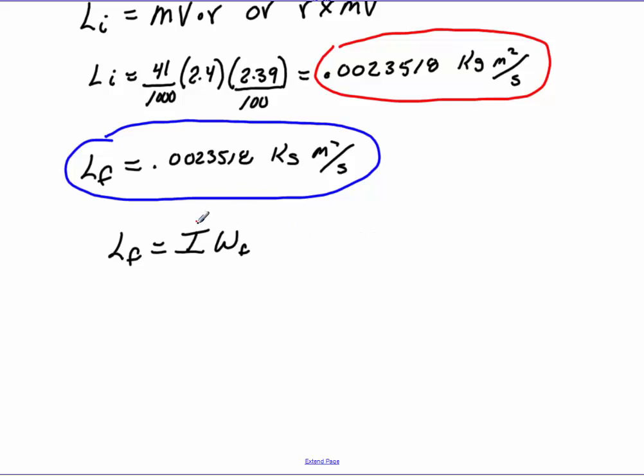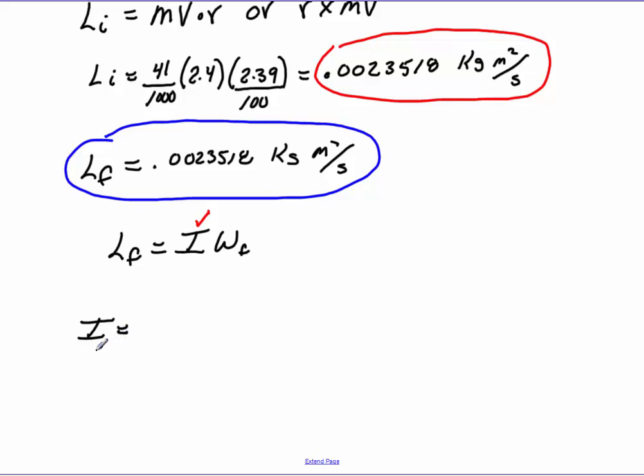Now maybe the hard part is this guy, I. You're just going to take this value here and divide by I, and then you'll get omega final. Let's talk about how to do a moment of inertia with something like this, because you're going to use the parallel axis theorem quite a bit on this one.